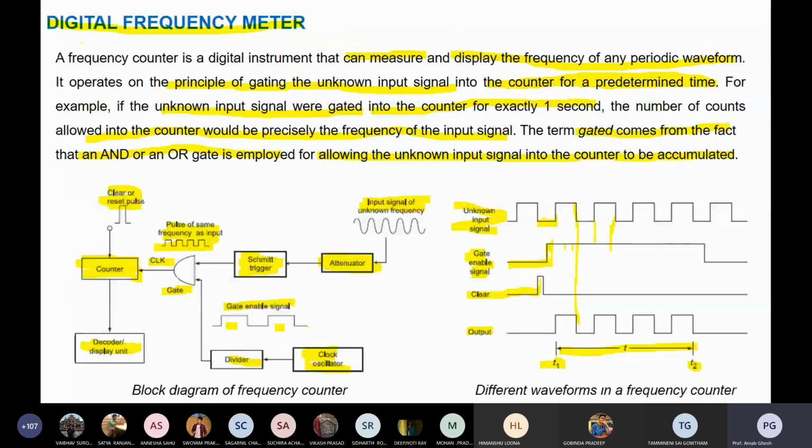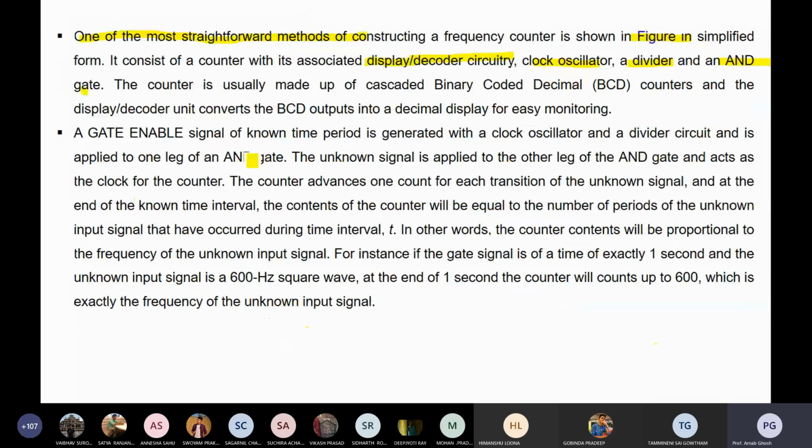The counters and the display or decoder units convert that BCD output into the display for easy monitoring. So you are able to monitor easily, because you have this BCD counter. That means you are converting all those values to BCD. The gate enable signal, known as the time period, is generated with a clock oscillator. Here you can see the clock oscillator is there.